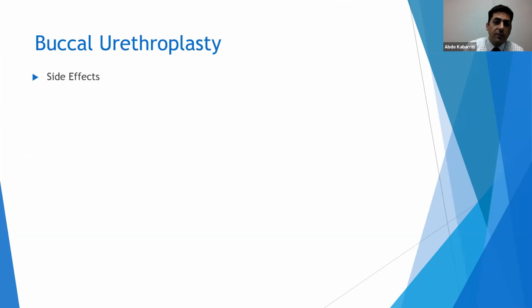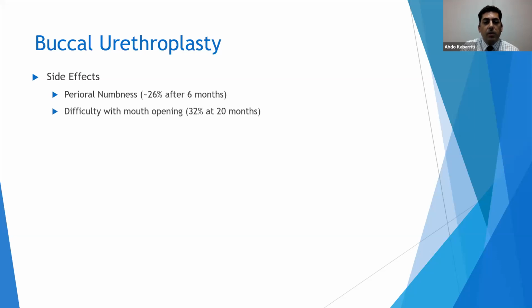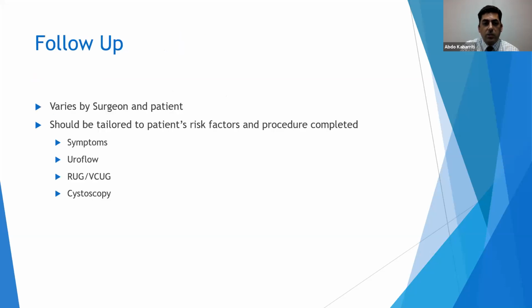I should mention some side effects of buccal urethroplasty, given the number that we do nowadays. Perioral numbness happens in about 26% of patients after 6 months. Difficulty with mouth opening when you ask them to open their mouth widely is about 32% at 20 months. There's salivary dysfunction in these patients as well.